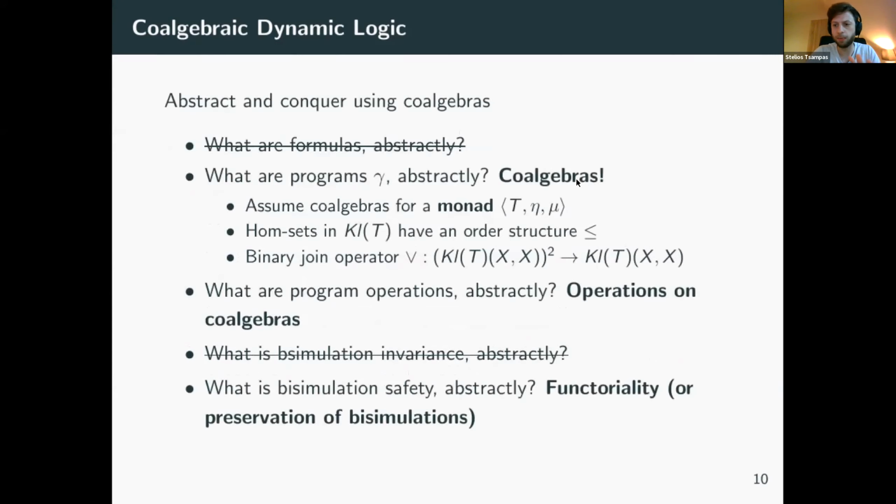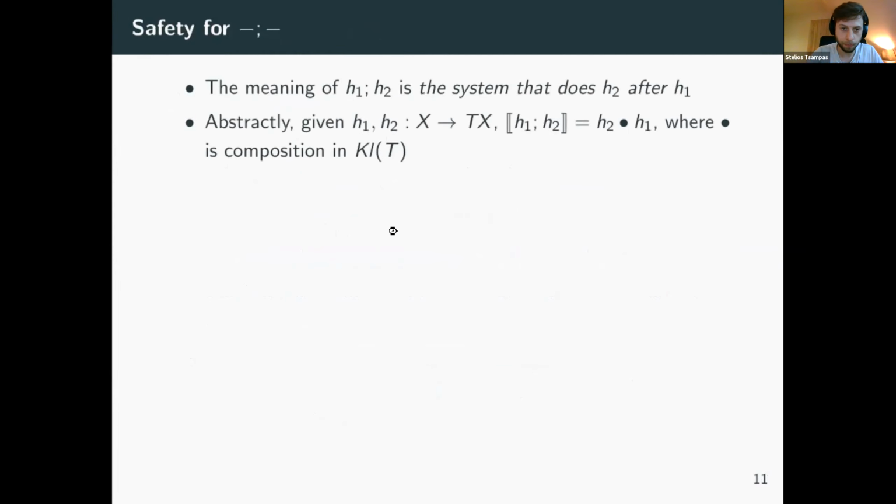By the way, coalgebras for what? We're going to assume that we have coalgebras for a monad. So our endofunctor has a monad structure, T, eta, and mu. We will also assume that hom-sets in the Kleisli category have an order structure, and there's a binary join operation. So you can take two programs and stick them together.